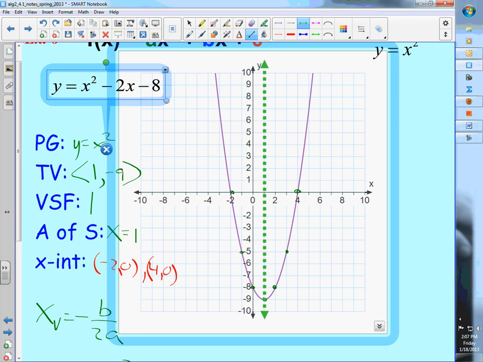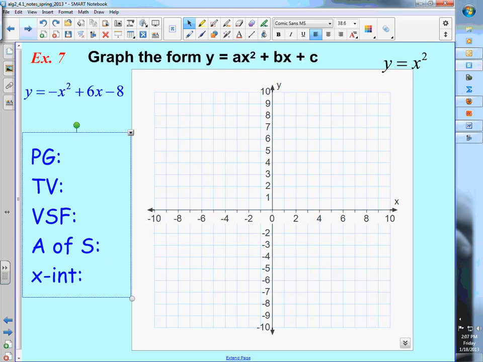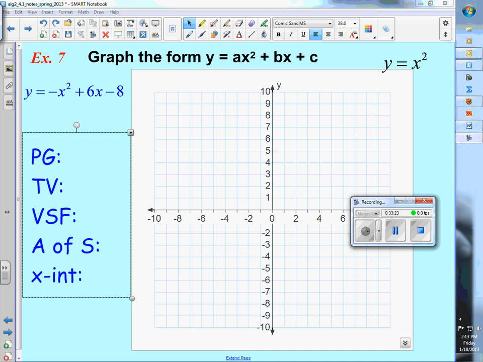Everybody good with that? Standard form, not necessarily my favorite, but you've got to be able to work with it. See if you can do this one right here. I threw a little bit extra in this part. All right, here we go.